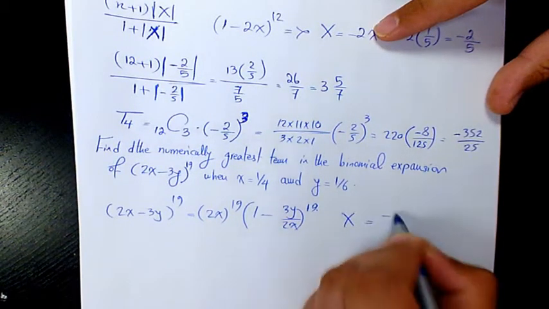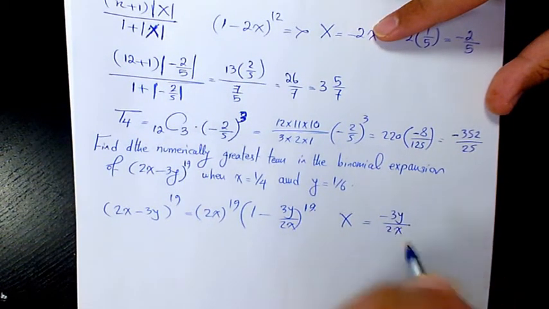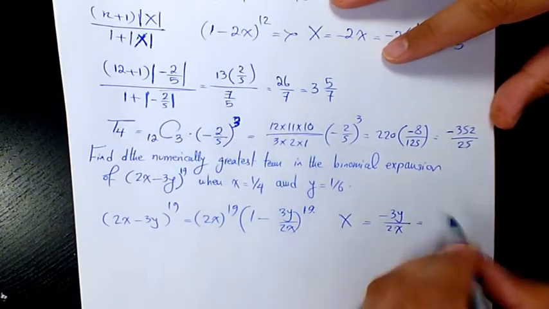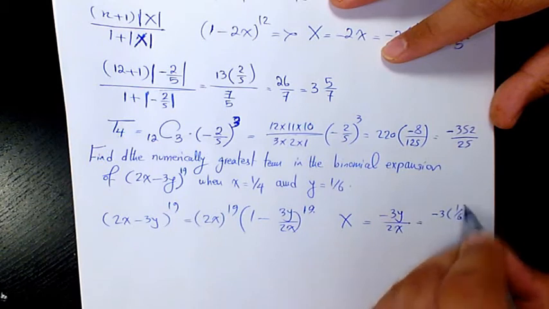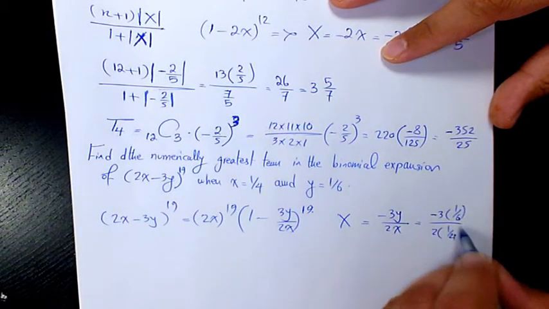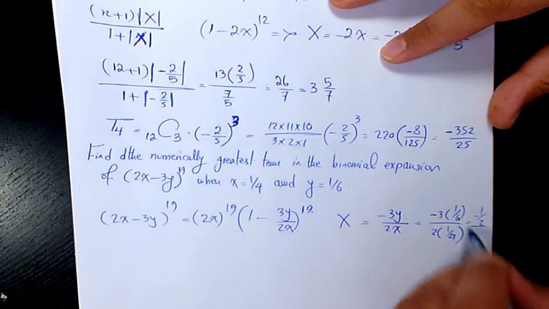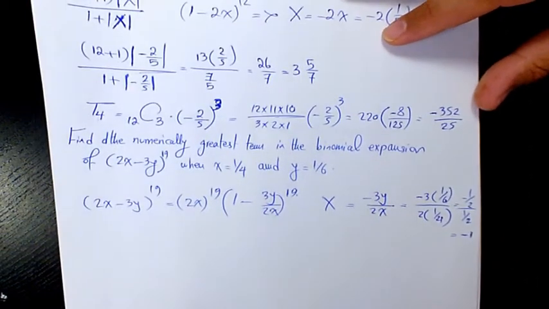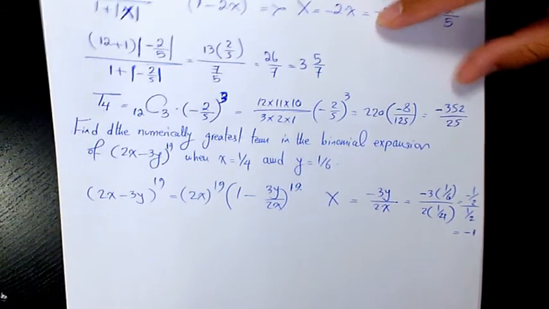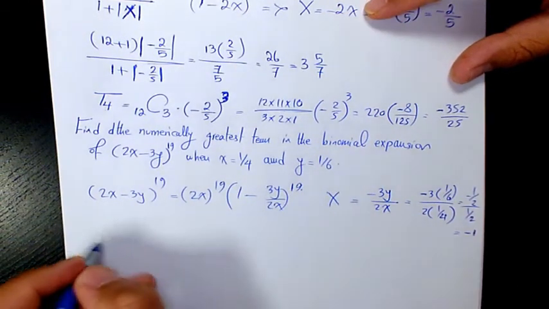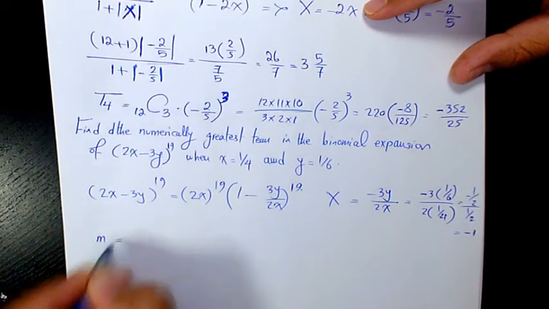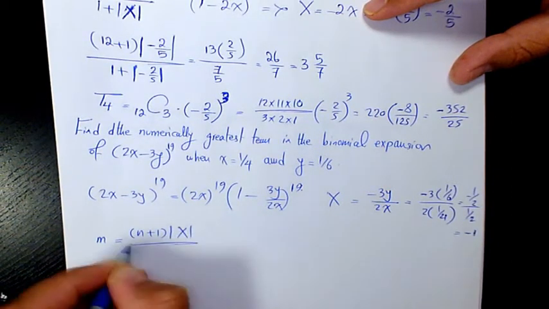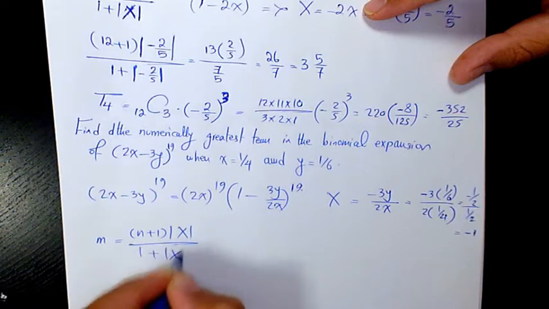X is going to be negative 3y over 2x. And the number is going to be negative 3 times 1 over 6 divided by 2 times 1 over 4. That's going to be negative 1 over 2 over 1 over 2, which is going to be negative 1. So capital X is going to be negative 1. So when we put it in the formula, m equals (n plus 1) times the absolute value of X over 1 plus the absolute value of X.